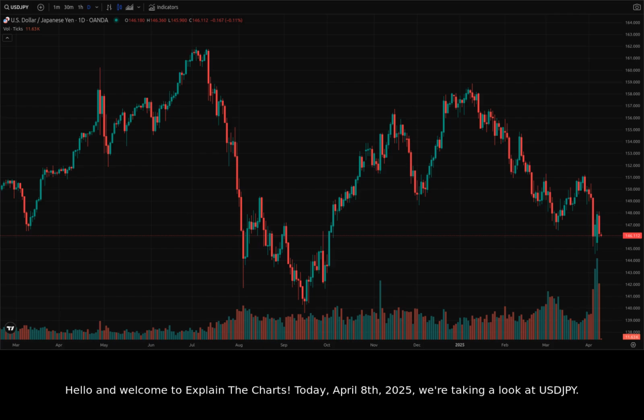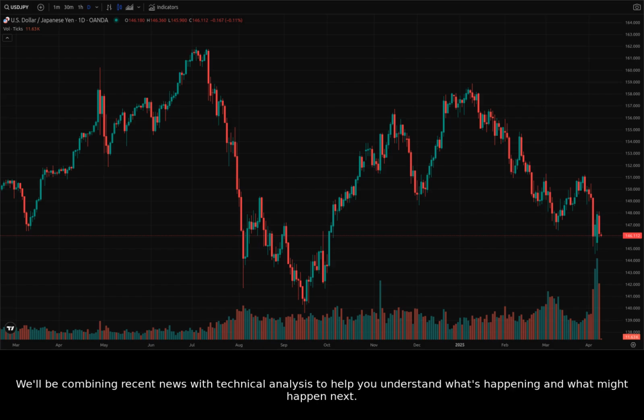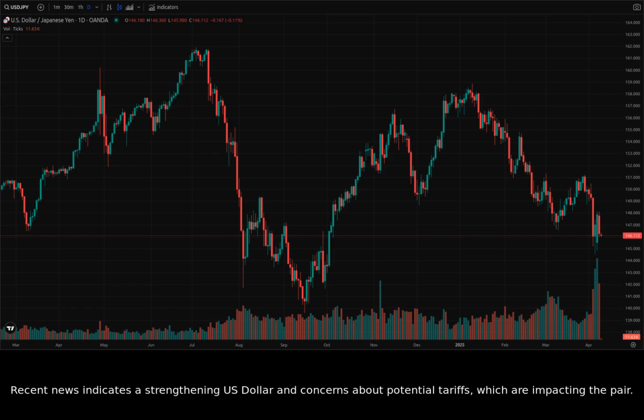Today, April 8th, 2025, we're taking a look at USDJPY. We'll be combining recent news with technical analysis to help you understand what's happening and what might happen next. Recent news indicates a strengthening US dollar and concerns about potential tariffs, which are impacting the pair. Japan's current account surplus might provide some support for the yen, creating a mixed bag of signals.